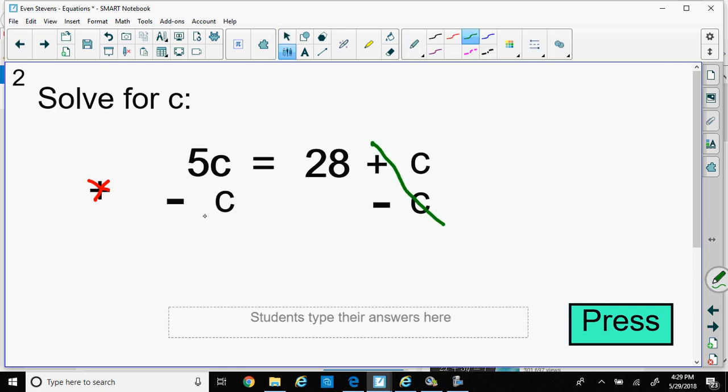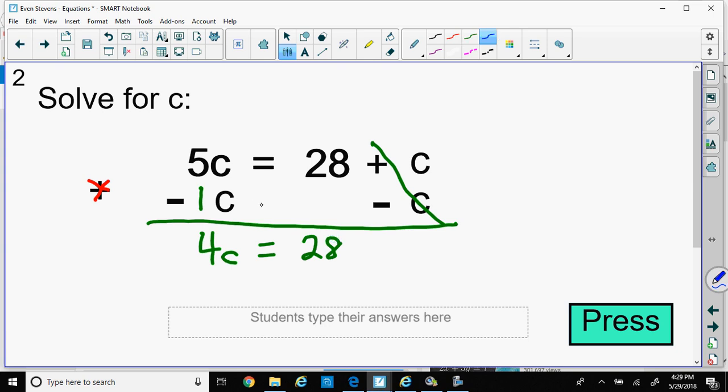So that'll cancel out. On this side, we'll have a 5C minus C, and if you forgot, there's an imaginary 1 there. We'll have 5C minus 1C, which will give us 4C, and bring down the equal sign, and bring down the 28. Now, one little thing I should mention, there should be an equal sign in between the items that you brought over because it shows balance. Now we can solve for C.